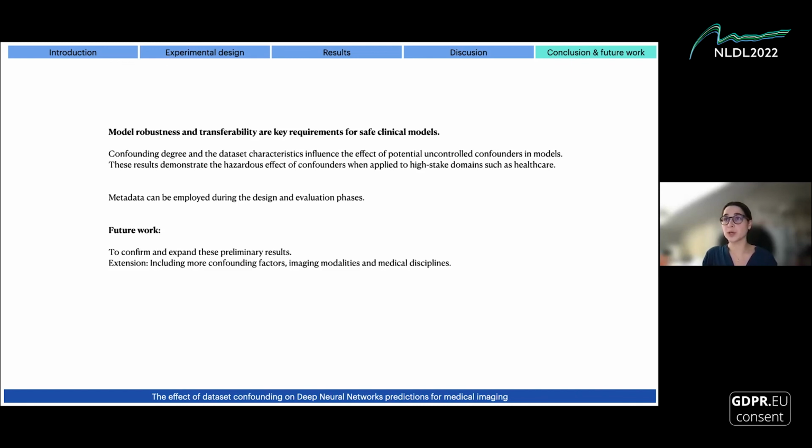And as future work, these are very preliminary results, so of course we want to validate this. We are planning to extend this, including more confounding factors, as well as different imaging modalities and medical disciplines.